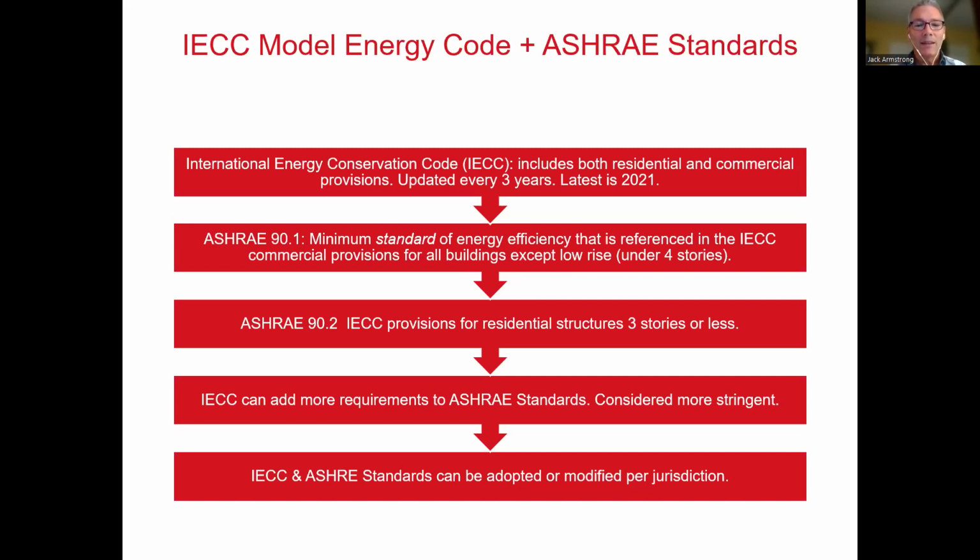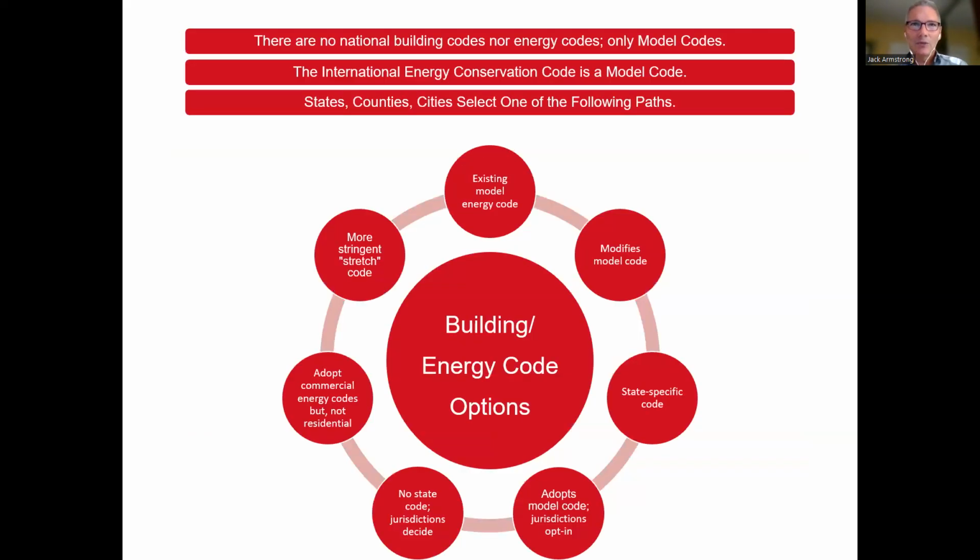And just to let you know, the commercial code, or this ASHRAE 90.1, is considered what we call commercial. It's 4 stories and above. It's not considered low rise. So as you can see here in the center, ASHRAE 90.2, which is the IECC provisions for residential structures, actually picks up at 3 stories, 2 stories, and 1 story. And the last portion here, IECC can add additional requirements on top of the ASHRAE requirements to make it even a little more stringent.